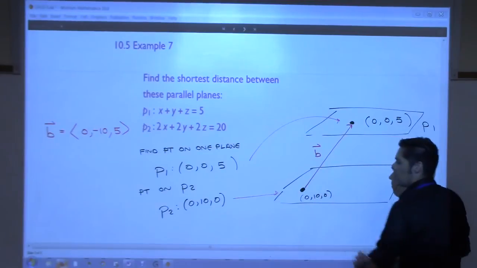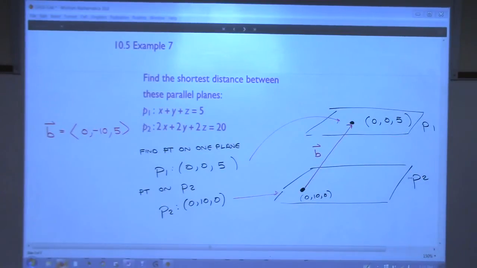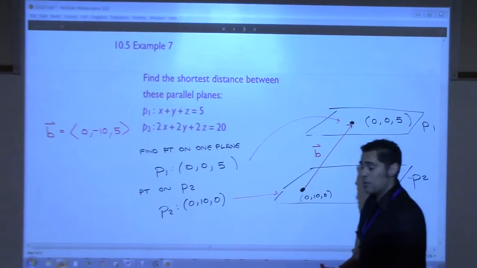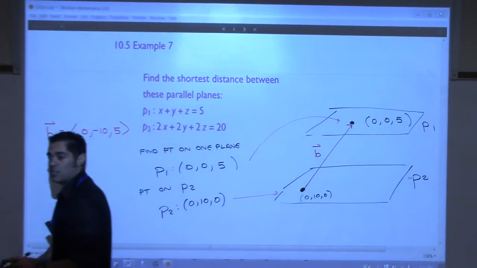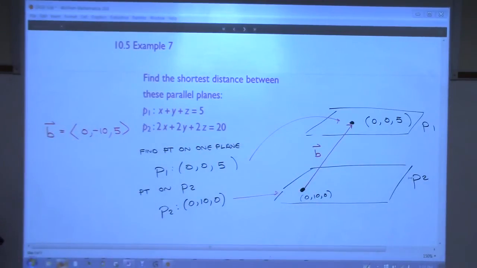What did you call the B vector again? Does it have a name? It's not the normal vector? It's not the normal. No, it really doesn't have a special name. It's just a vector that connects 2 points on the plane.